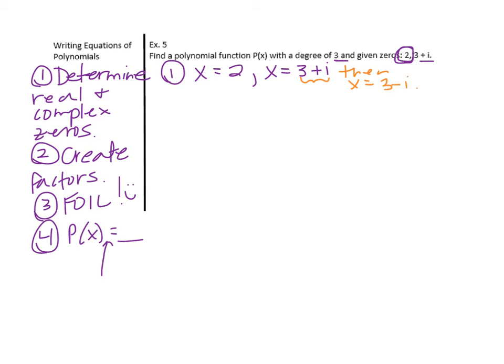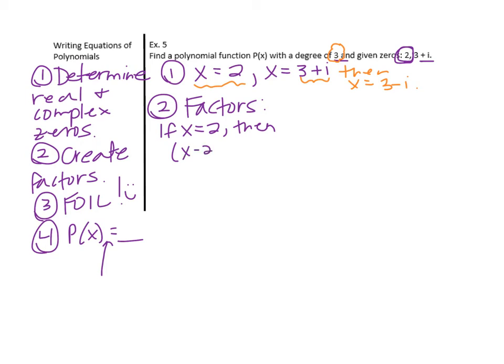And that's all you do for step 1. Just make sure all your zeros are represented. Since we want a degree of 3, we need 3 zeros, and we have that, so we're ready for step 2. To create your factors, anytime you have a real solution, like x equals 2, the factor is just what it would have been in the parentheses prior to that. The factor then for x equals 2 is x minus 2 in parentheses. And we'll need that for step 3.